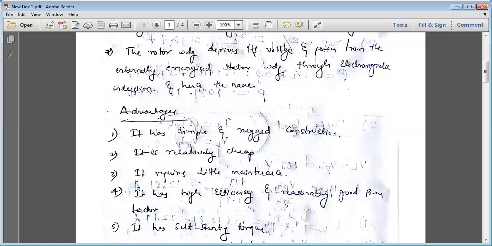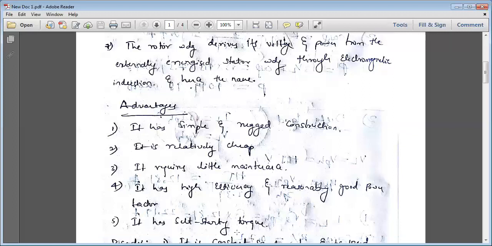And it has self-starting torque. The torque is required for the initial condition, so it has a self-starting torque also. That is also an advantage.